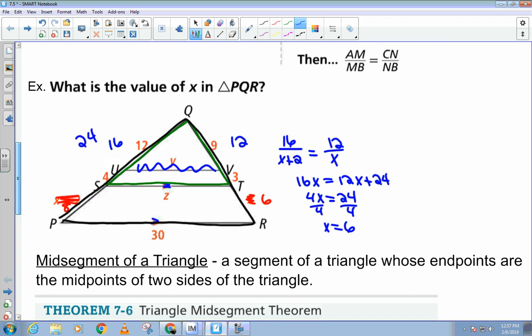Oh, this is the 30. Oh, because you said 16 is the 30. I was like, where's it getting the 30 from? Okay. No, not 16 is to 30. You could do 16 is to z as 24 is to 30. You could do that, yes.